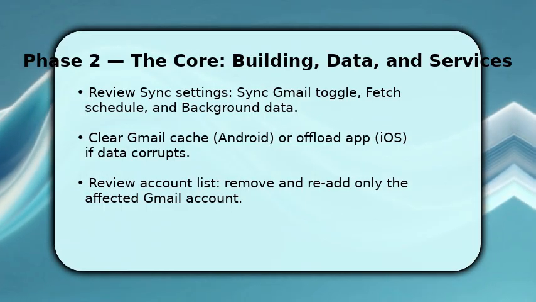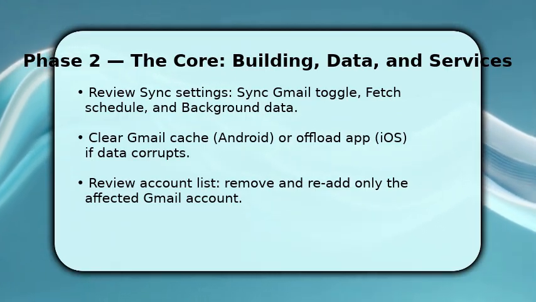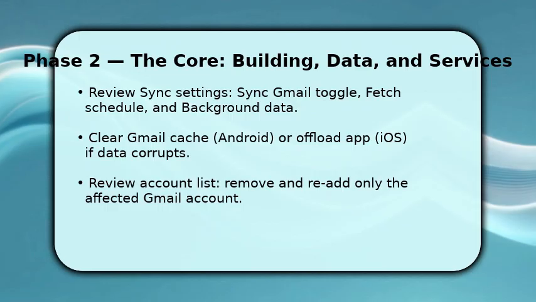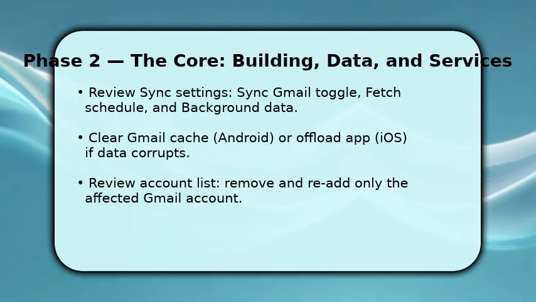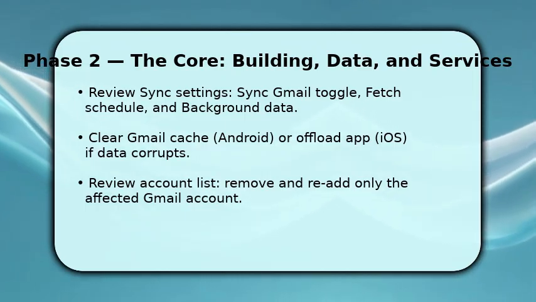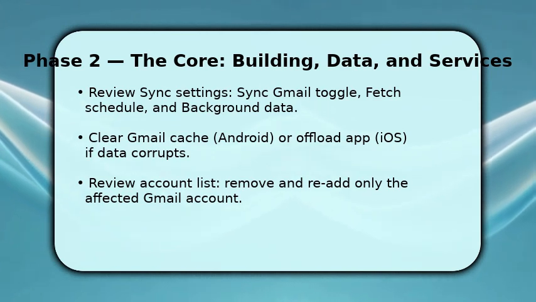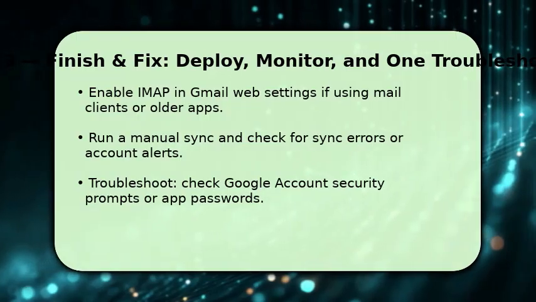If messages still fail, clear app cache on Android or offload and reinstall on iOS because temporary files sometimes corrupt sync metadata. Next, remove and re-add the specific Google account. This resets tokens and forces a full mailbox download, which resolves most mid-process sync inconsistencies. After re-adding the account, perform a manual sync and inspect any error messages shown. They tell you what to fix next.